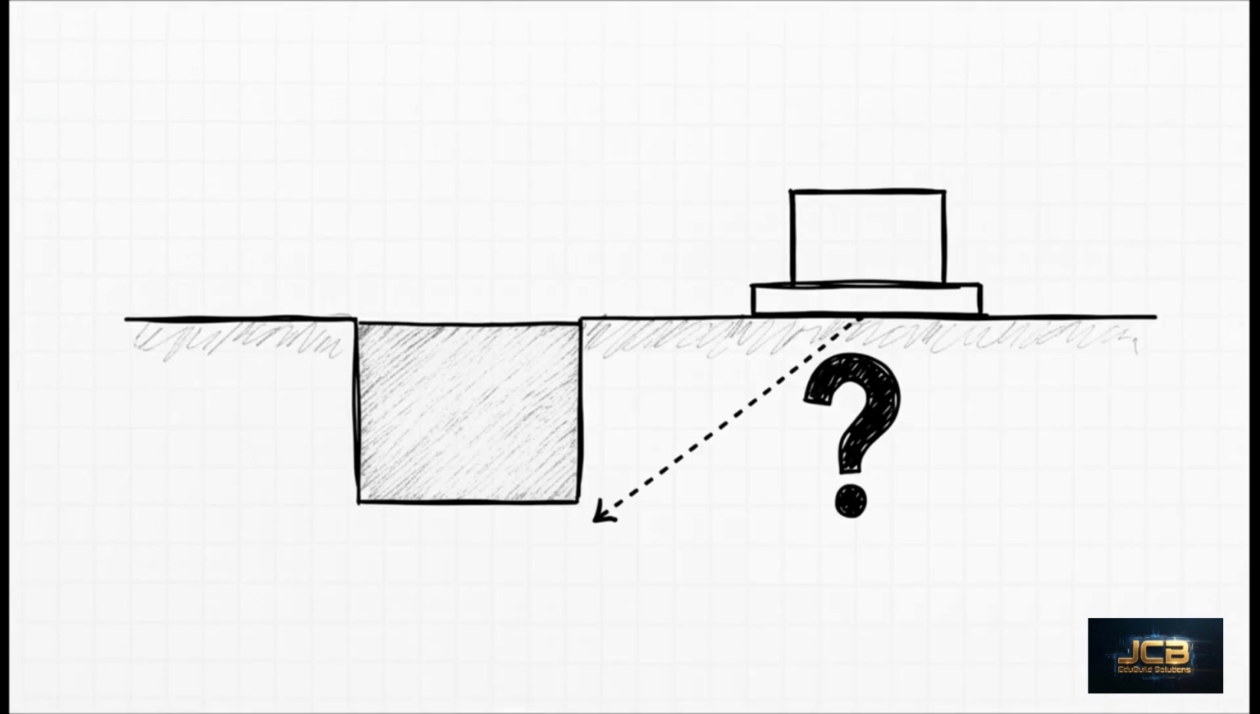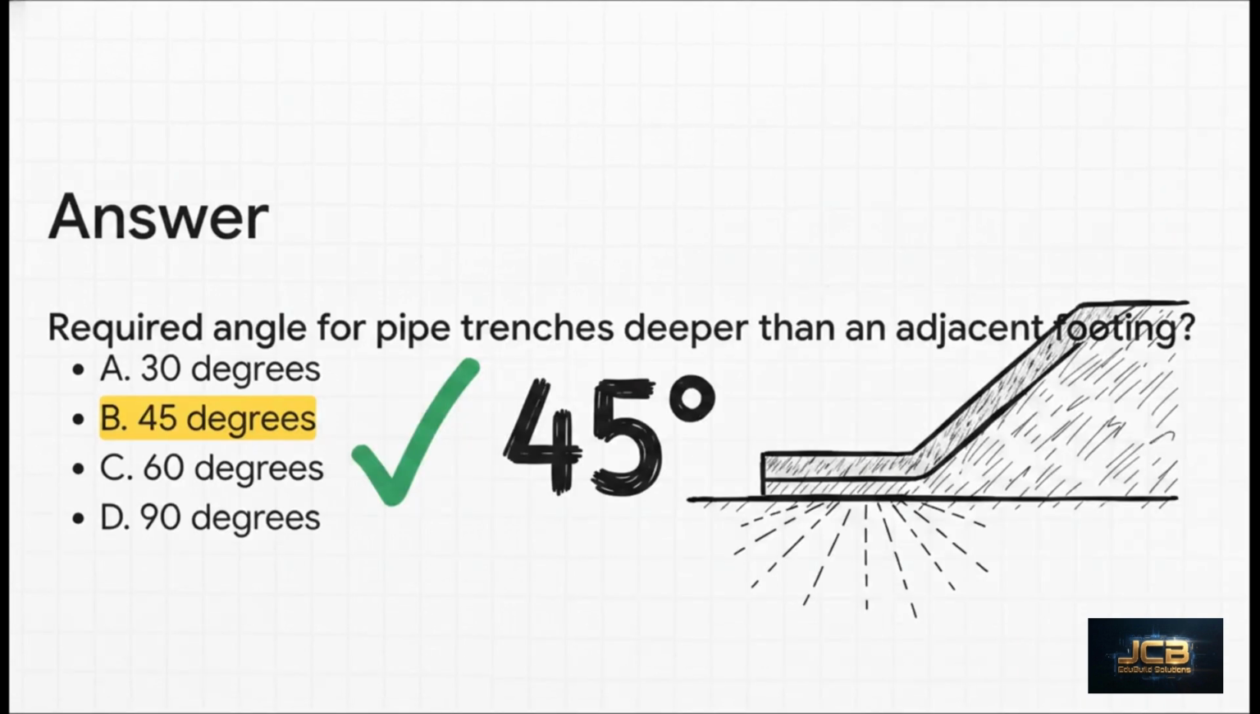All right, here we are, the final question. And this one is a critical safety code, so pay close attention. The bottom of all pipe trenches deeper than the footing of any adjacent building must be at least how many degrees? Is it A, 30, B, 45, C, 60, or D, 90 degrees? And the correct answer is B, 45 degrees.